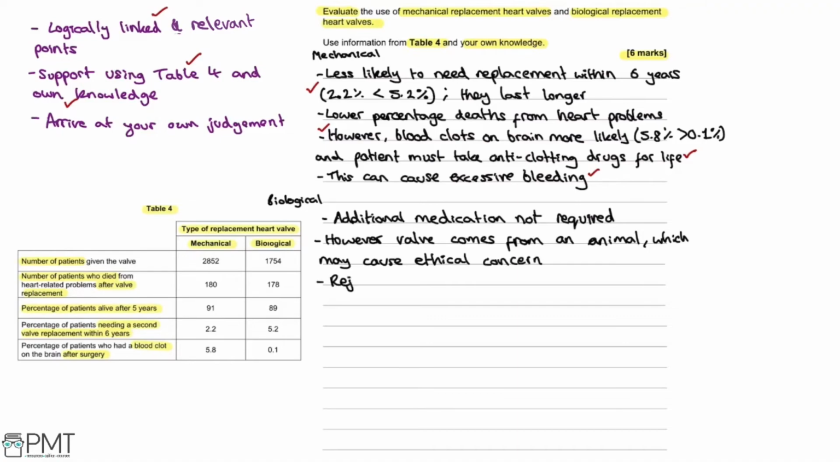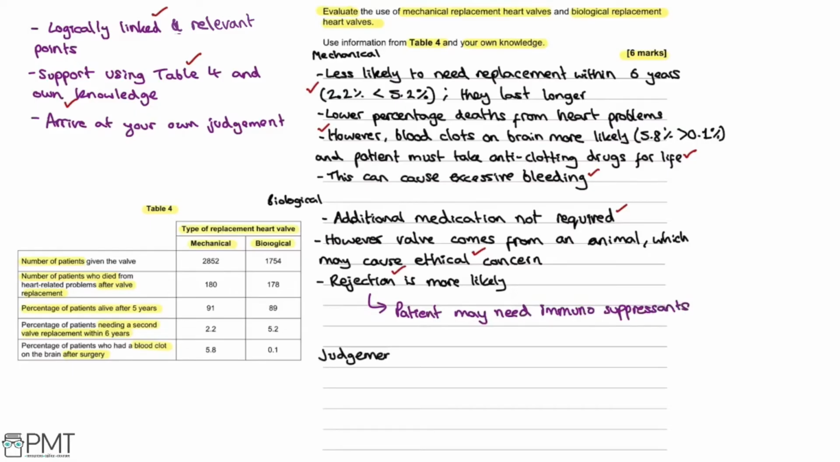Another argument is that this biological material may be rejected by the body of the person receiving the valve, so it's more likely. And while we haven't got any additional medication in terms of the clotting, some patients may need to take immunosuppressants to avoid this problem of rejection.